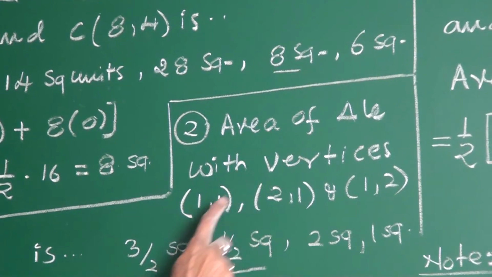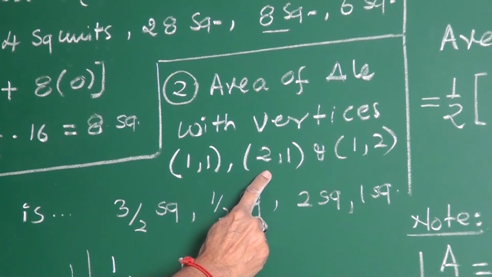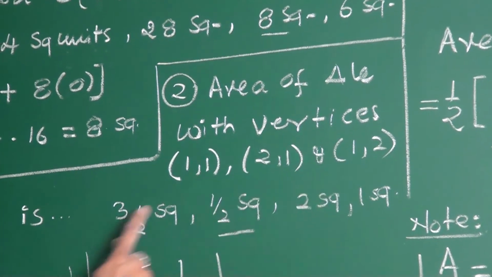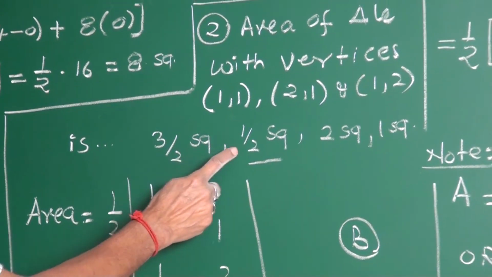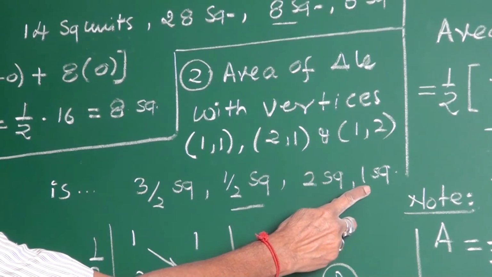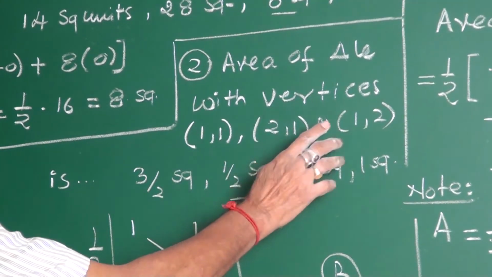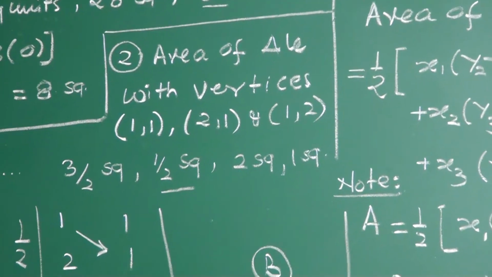Area of the triangle with vertices 1, 1, 2, 1, 1, 2. These are the options: 3 by 2 square units, 1 by 2 square units, 2 square units, 1 square units. Normally, MCQs, my friends, they consider simple coordinates.